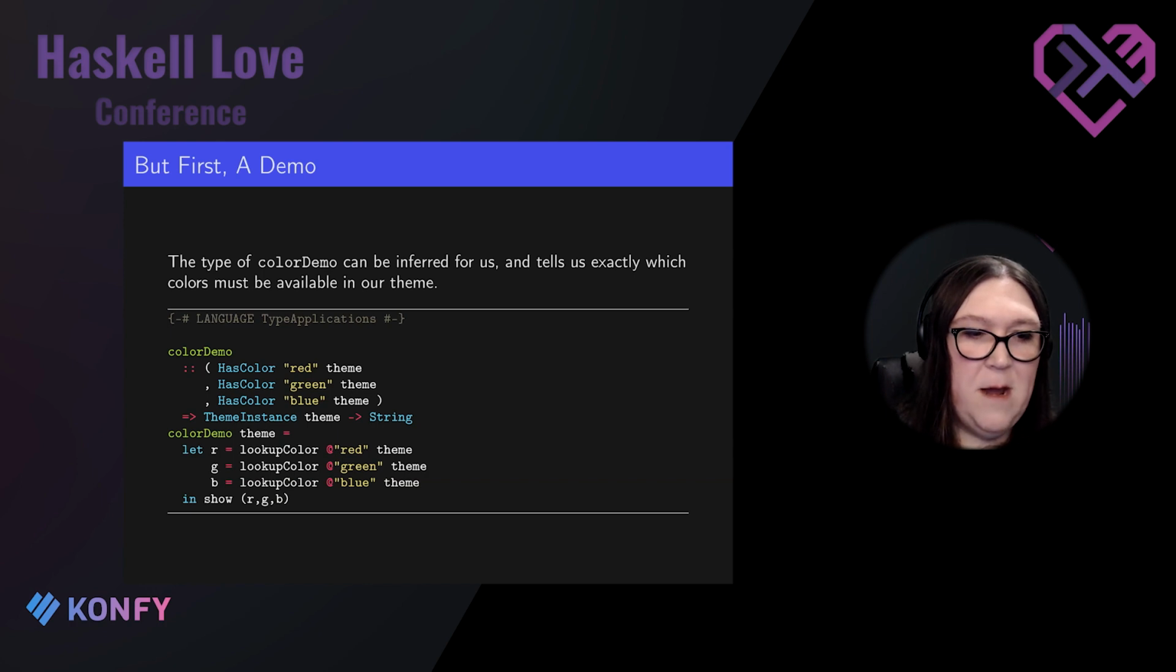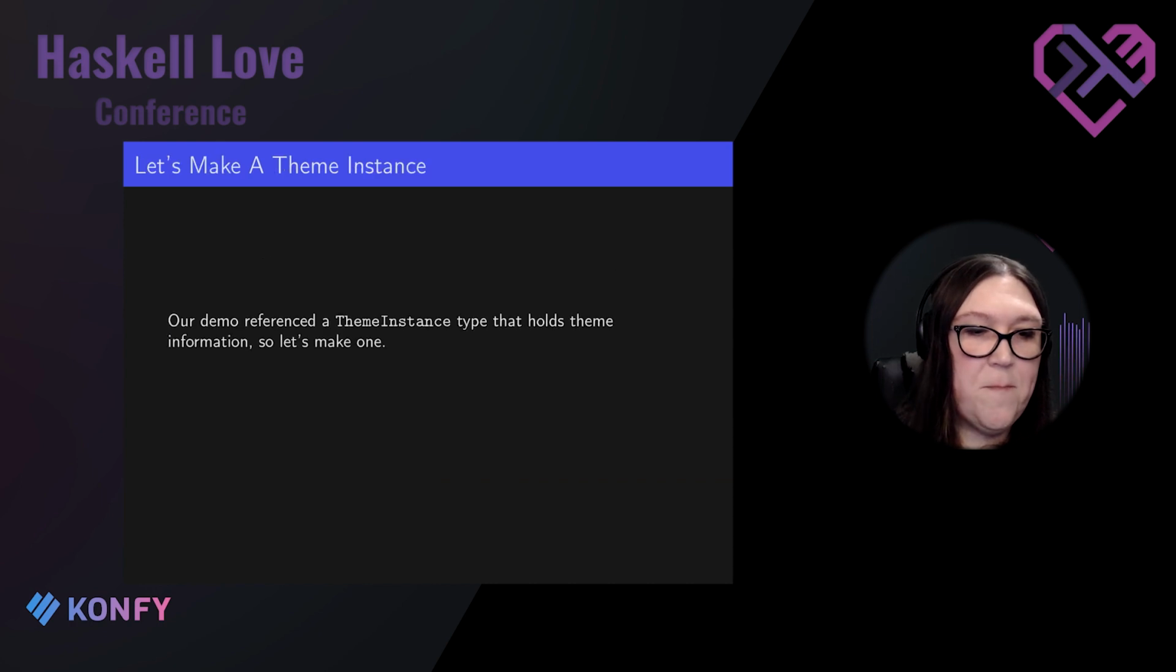And an important thing to note here is that this type actually can be inferred. So it's not that we're explicitly thinking ahead of time about what colors we want to use. We can write the code that we want to style things the way that we would like, and then let the compiler tell us afterwards what we need in order to satisfy that.